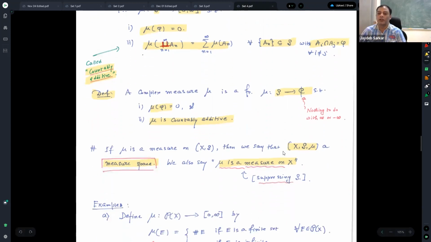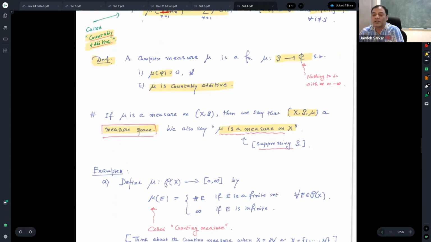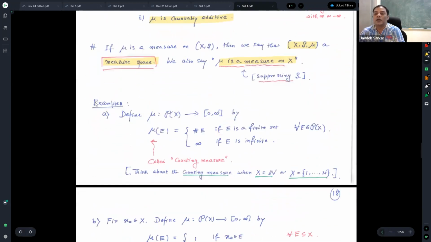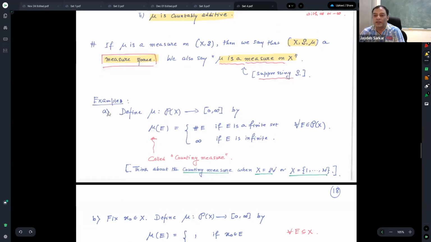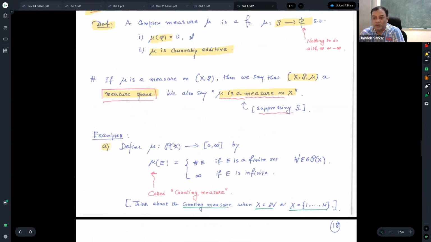Okay. All right. So if the definition is clear, I give you simple examples. First one is what we call the counting measure. So you look at a set X and look at the sigma algebra as P of X. So this is your sigma algebra on X.